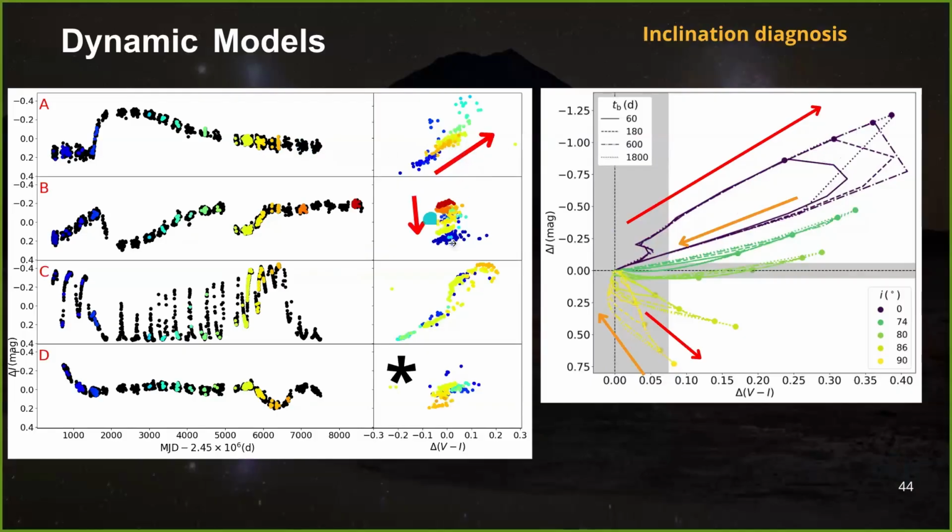The second one, the variation in the CMD goes in a very similar way as we expected for an edge-on star. So this is classified as edge-on star. The same thing goes for the third panel here. We classify it as a pole-on.